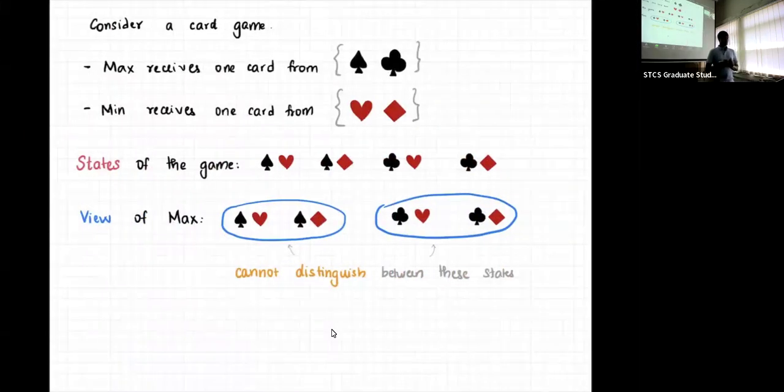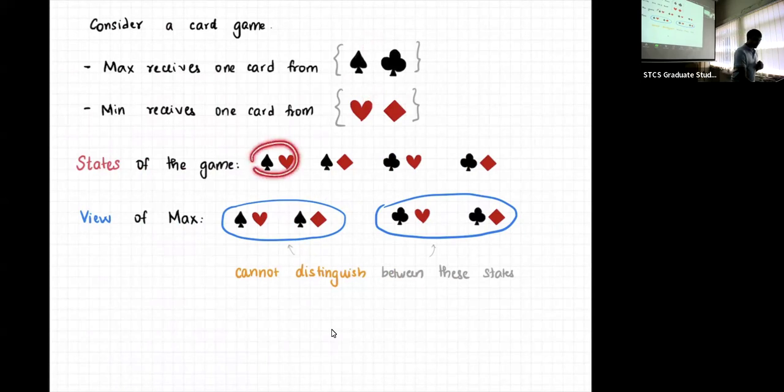Okay, so now we are going to start thinking about imperfect information games. Where does this imperfect information come from? Consider a card game. So Max and Min are there. Max receives one card from spade or club, and Min receives one card from heart or diamond. So what are the states of the game? States are all these combinations. One card of Max, one card of Min.